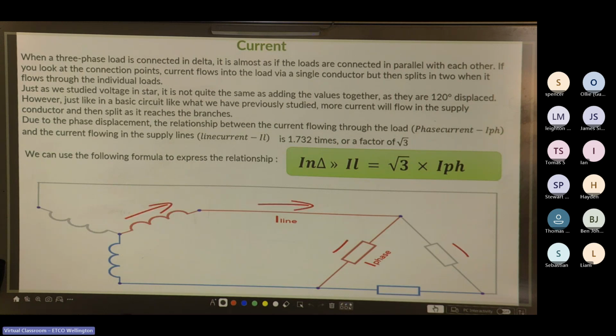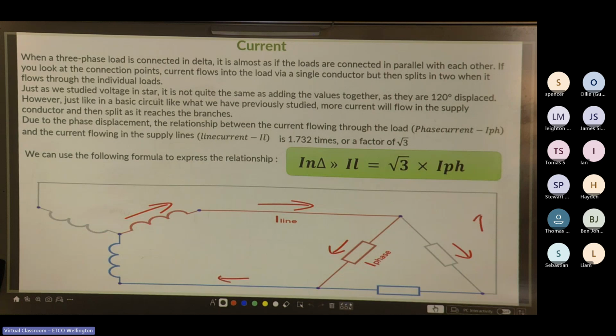So just as we studied voltage in star, it is not quite the same as adding the values together, as they are 120 degrees displaced. However, just like in a basic circuit, like what we have previously studied, more current will flow in the supply conductor than split as it reaches the branches. Due to the phase displacement, the relationship between the current flowing through the load, phase current IP, and the current flowing in the supply lines, line current IL, is 1.73 times, or a factor of square root of 3.